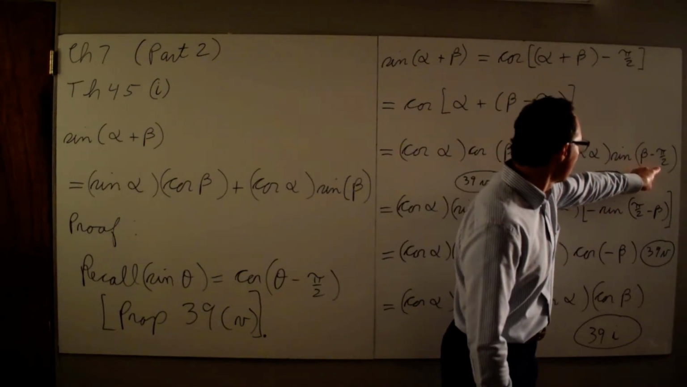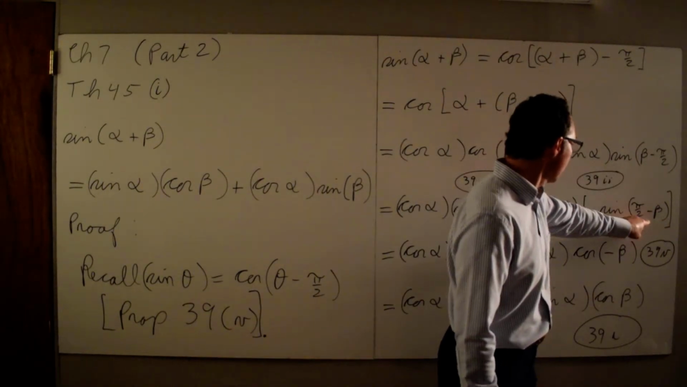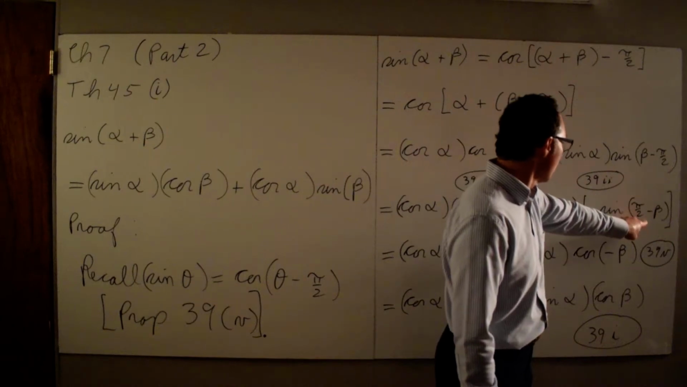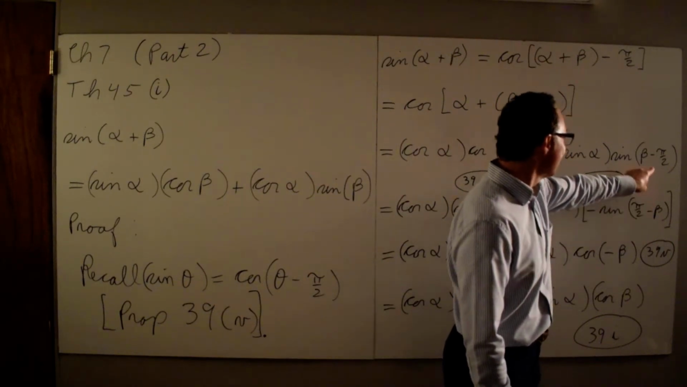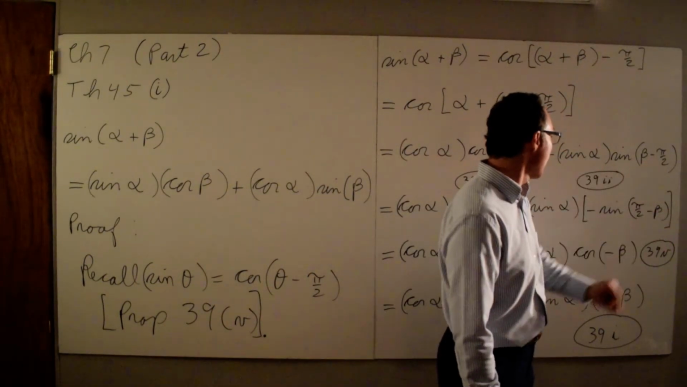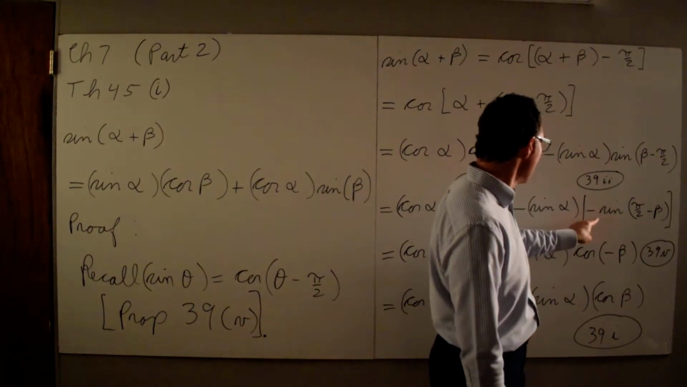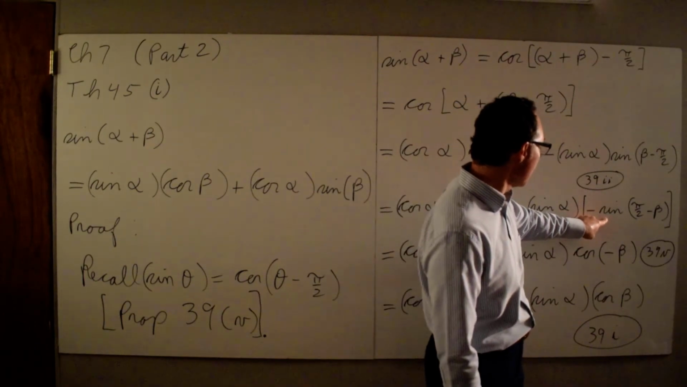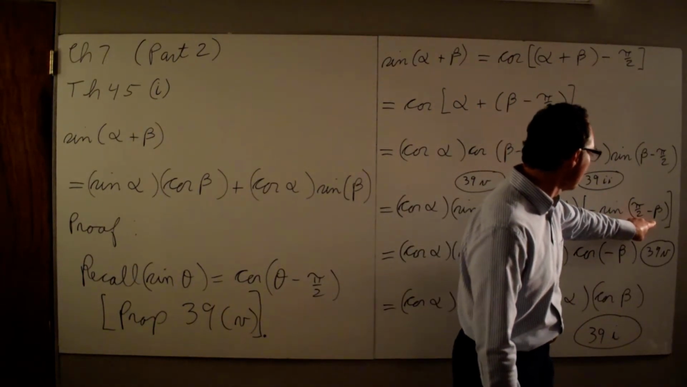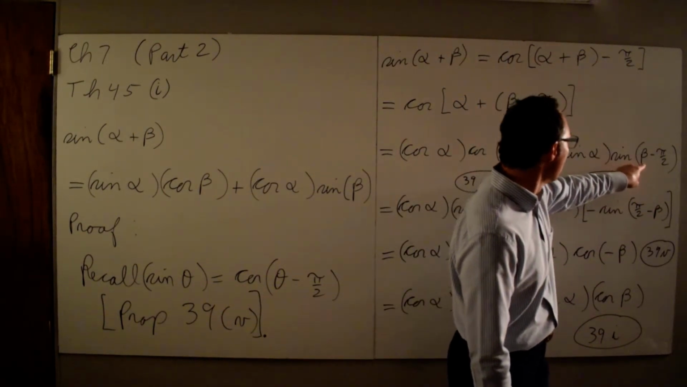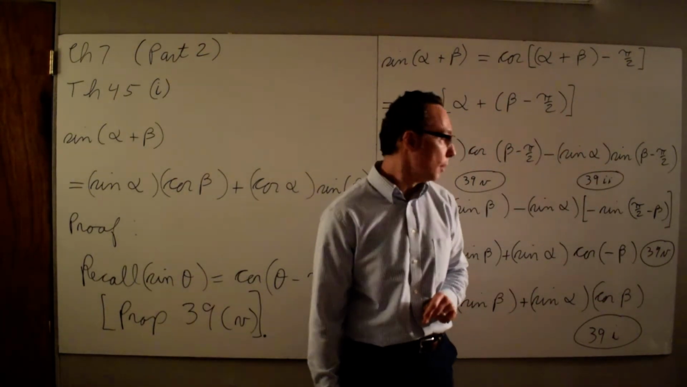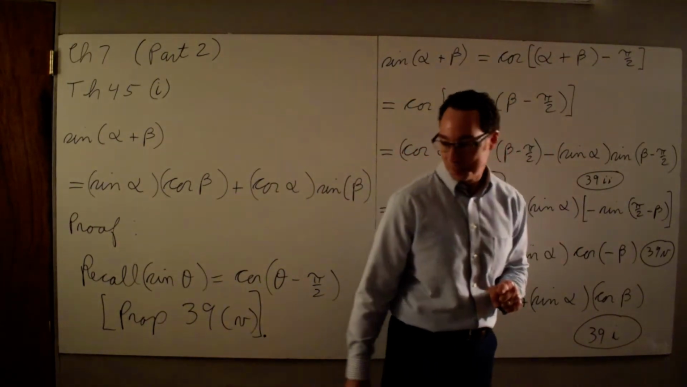Here we replace the beta minus pi over 2 with pi over 2 minus beta. We change the sign. And so the pi over 2 minus beta is negative 1 times beta minus pi over 2. That is the same as having the negative 1 here. So we have negative 1 sine of pi over 2 minus beta is the same as sine of beta minus pi over 2. That's proposition 39 part 2 that allows us to do that.